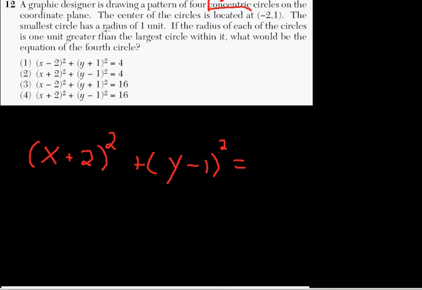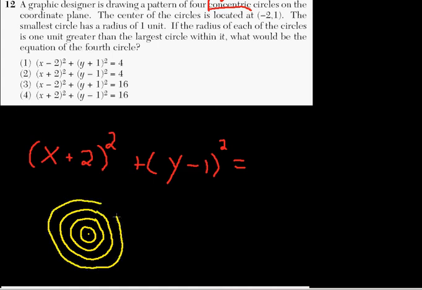Okay, the smallest circle has a radius of 1 unit. If the radius of each of the circles is 1 unit greater than the largest circle within it, what would be the equation of the 4th circle? I think this is a little bit easier to understand if we look at it in terms of pictures. So we have this point -2, 1. We have one circle around it with radius 1. The next circle is going to have radius 2. The next circle is going to have radius 3. And the 4th circle around it, forgive my circles here, they're pretty awful, they're looking more elliptical than anything, is going to have a radius of 4. Radius equals 4.